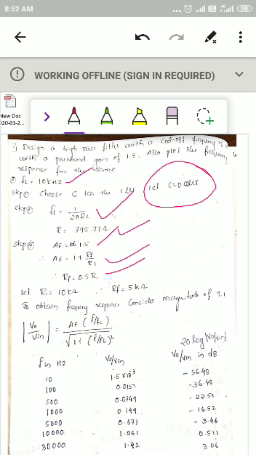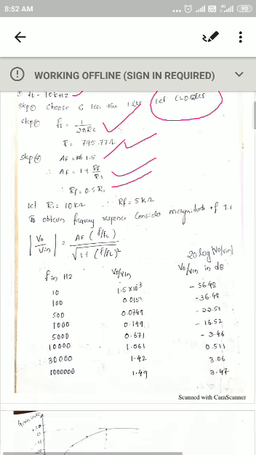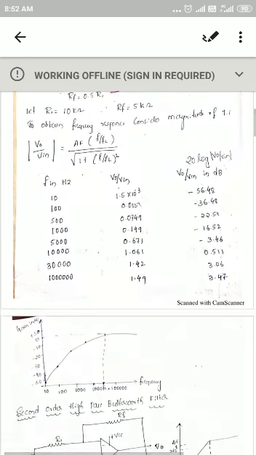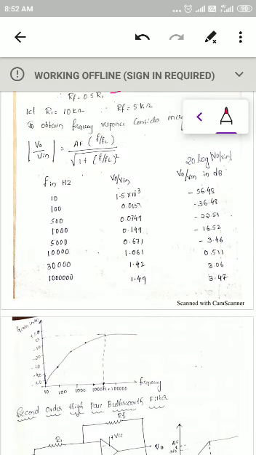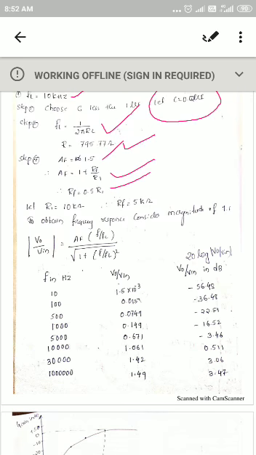In the problem they also asked you to plot the frequency response characteristics of the same. For that we have derived the expression for the magnitude of the gain in the previous class, that is V0 divided by Vin is equal to AF into F divided by FL, whole divided by square root of 1 plus F divided by FL squared. This is the gain equation which we derived in the previous class.